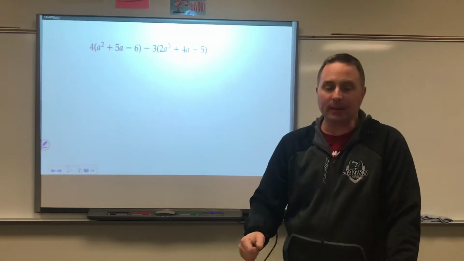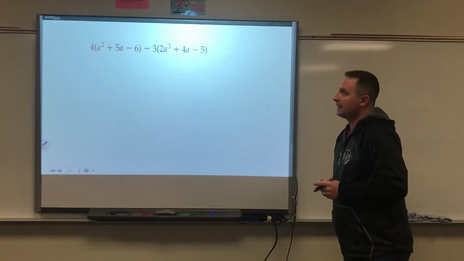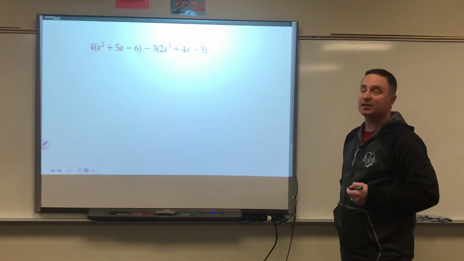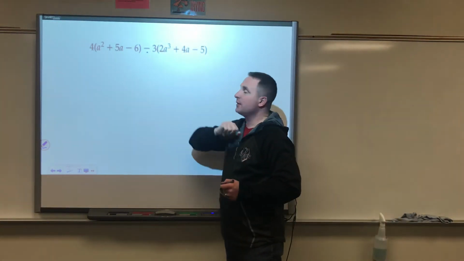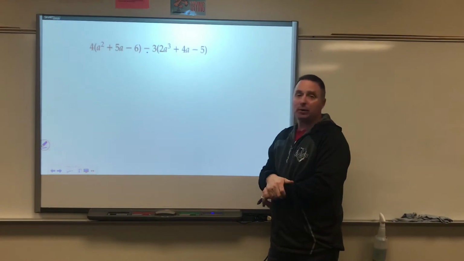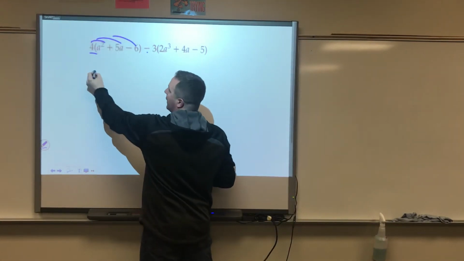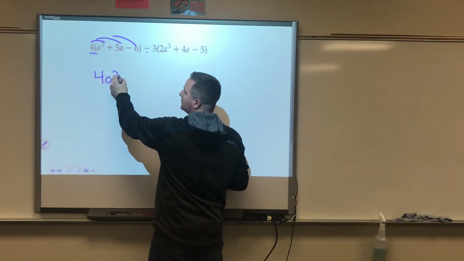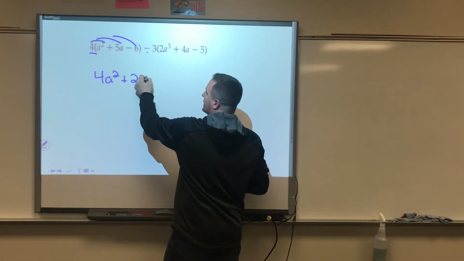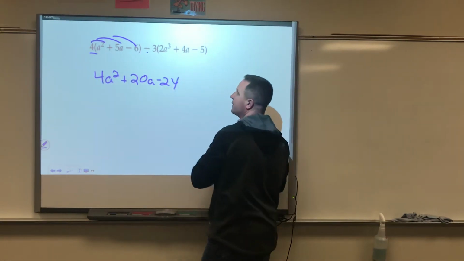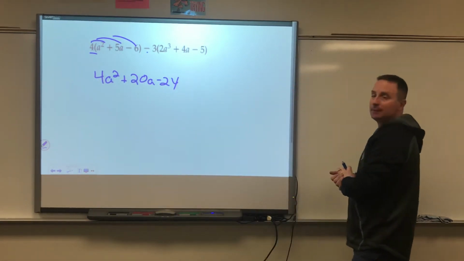How about this guy? This kind of combines a couple different things. It's going to combine the distributive property as well as, it looks like, we're subtracting those two polynomials. Well, let's just do one thing at a time. Let's take this 4 and distribute it to everything there. I think I get 4a squared plus 20a. 4 times 5 is 20, and then 4 times 6 is negative 24. So there's my first one.